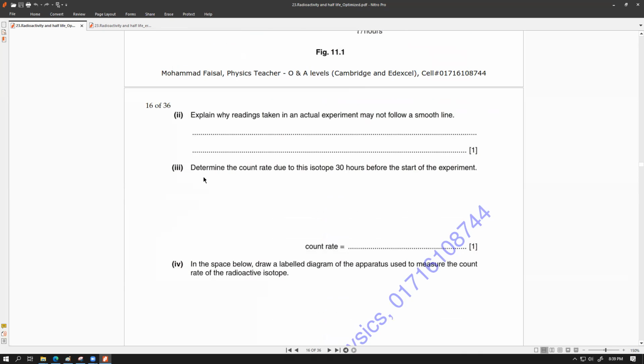এই যে, this is one of the questions. Determine the count rate due to the isotope 30 hours before the start of the experiment. Whenever they say before, which means you now have to multiply by 2. You have to double the count by the number of half lives involved within the time frame.